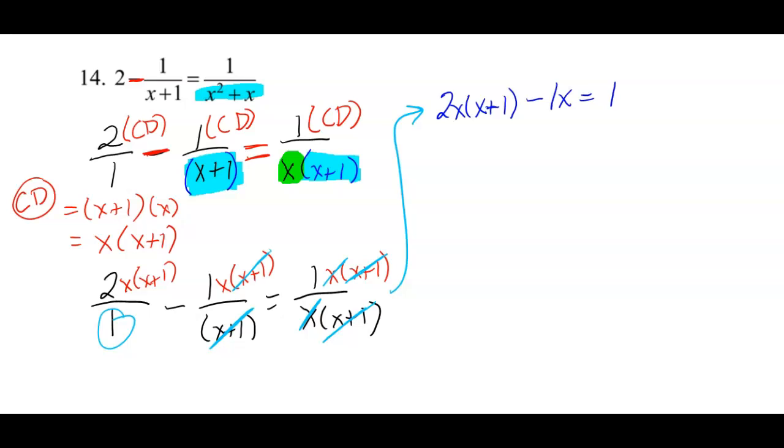What's my first step in solving? Distribute that 2x. 2x squared plus 2x minus 1x, and I see it's quadratic right here because of the x squared and the x. So I'm going to need everything to be equal to 0 in my next step. So I'm going to need to subtract that 1 off. So 2x squared plus x minus 1 equals 0. And now what I'm doing is either factoring or quadratic formula.